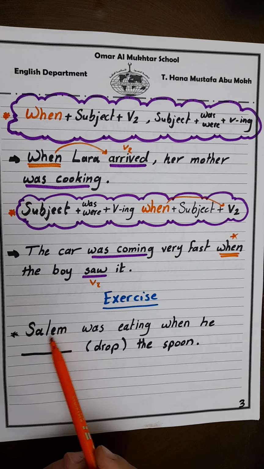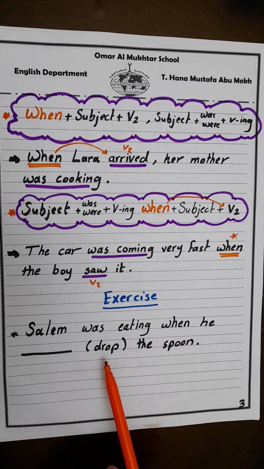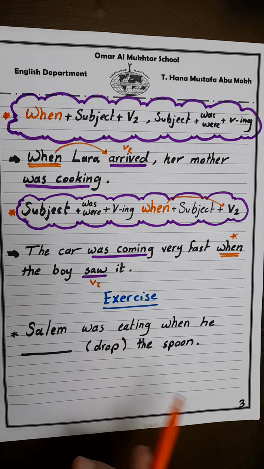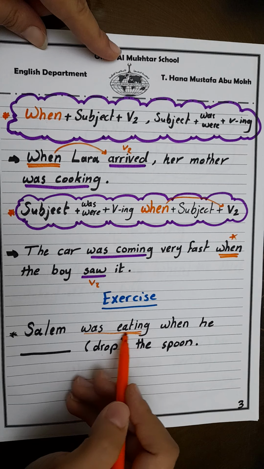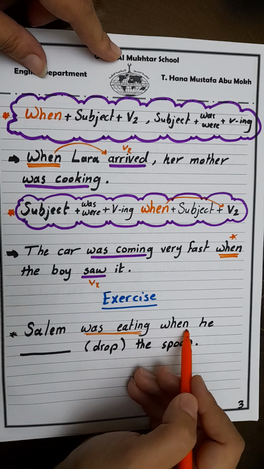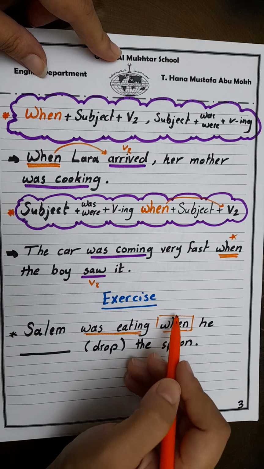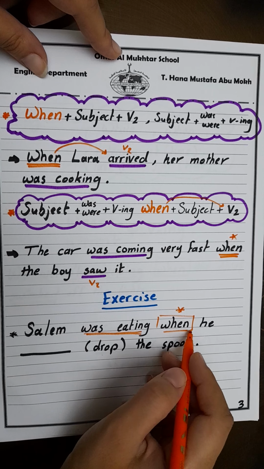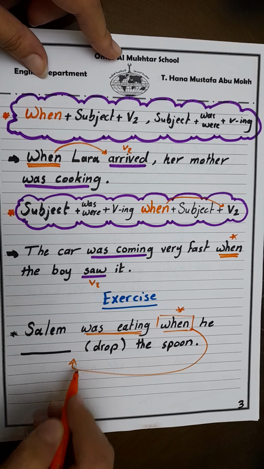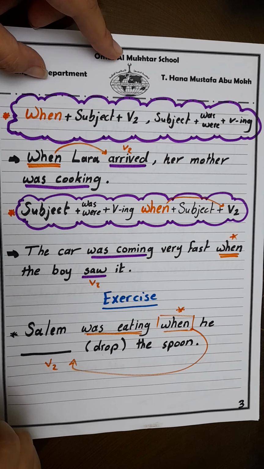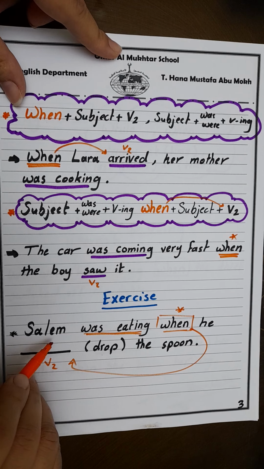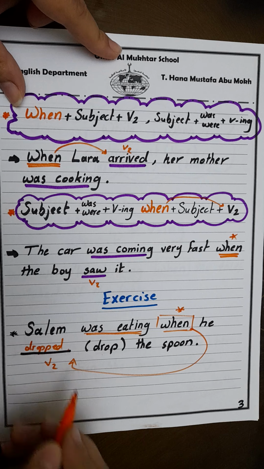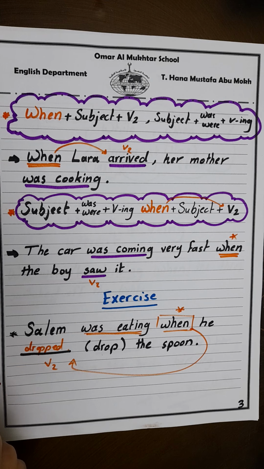As an exercise: Salim was eating when he dropped the spoon. Okay. Salim was eating. I have was eating, the past continuous rule, and here I have when. When is what? A keyword. What comes after when? What should be there? There should be verb to. What is the past tense of drop? Dropped. Okay, it's dropped. Clear.